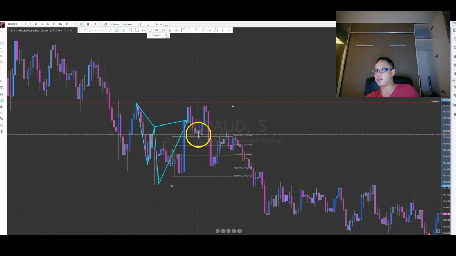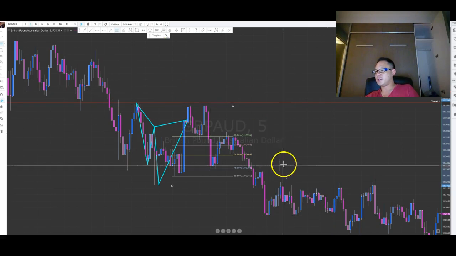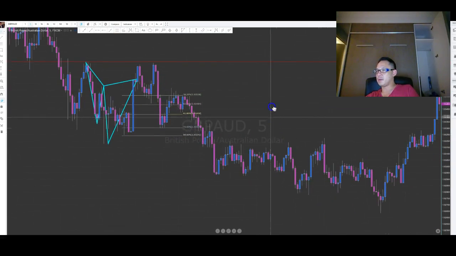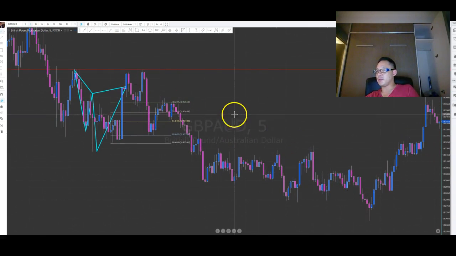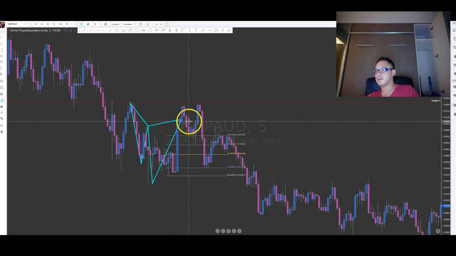Because if you just went strictly by the rules, and you got stopped out, and that's it, you didn't take the trade anymore, you would have missed out on this kind of move, right? That's a good move. That's a massive move. So what you can do is tweak these rules around and say, okay, I'll take the Cypher pattern as it is.